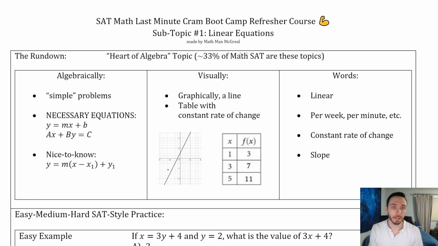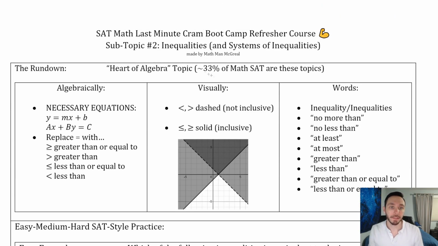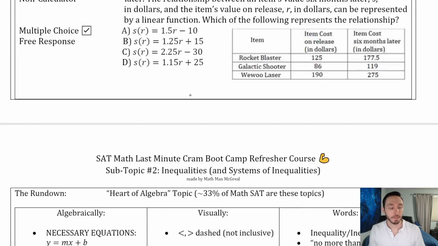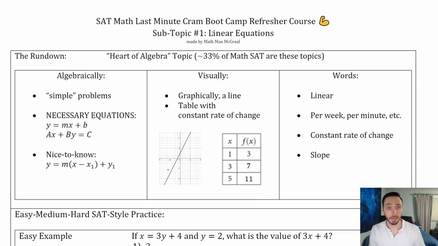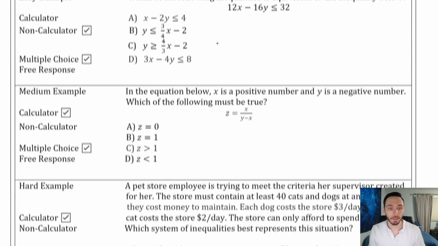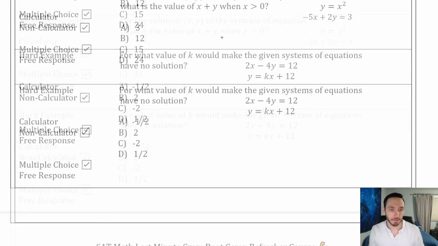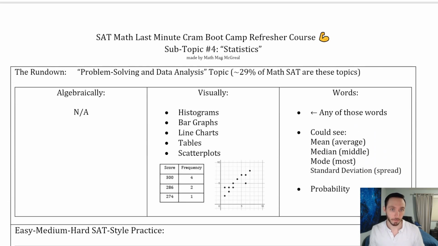So what I've done is I've identified, okay, there's actually 4 main groups of questions on the SAT. There's the Heart of Algebra group, which is mostly math that you learned in 8th grade and 9th grade, like Algebra 1 topics, and that makes up 33% of your exam. There's a few subtopics within that, linear equations being one of them, inequalities and systems of inequalities being another, and then systems of equations.